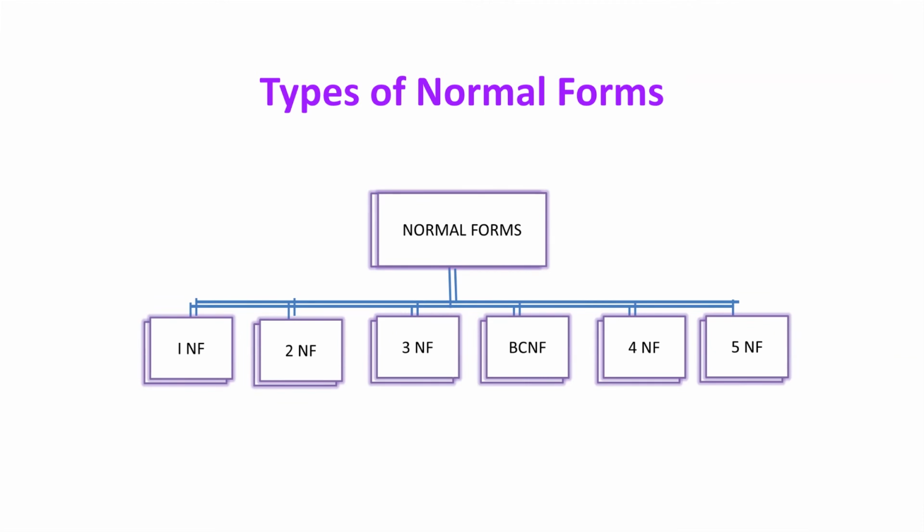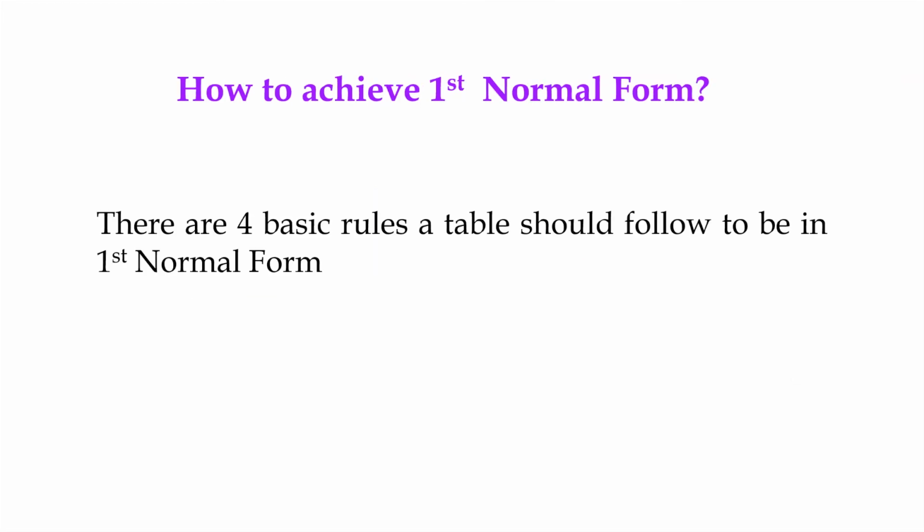Now, let us see what are the types of normal forms. There are different types: first normal form, second normal form, third normal form, Boyce-Codd normal form, fourth normal form and fifth normal form. In this video, we will focus only on the first normal form. In the upcoming videos, we shall see about the remaining normal forms.